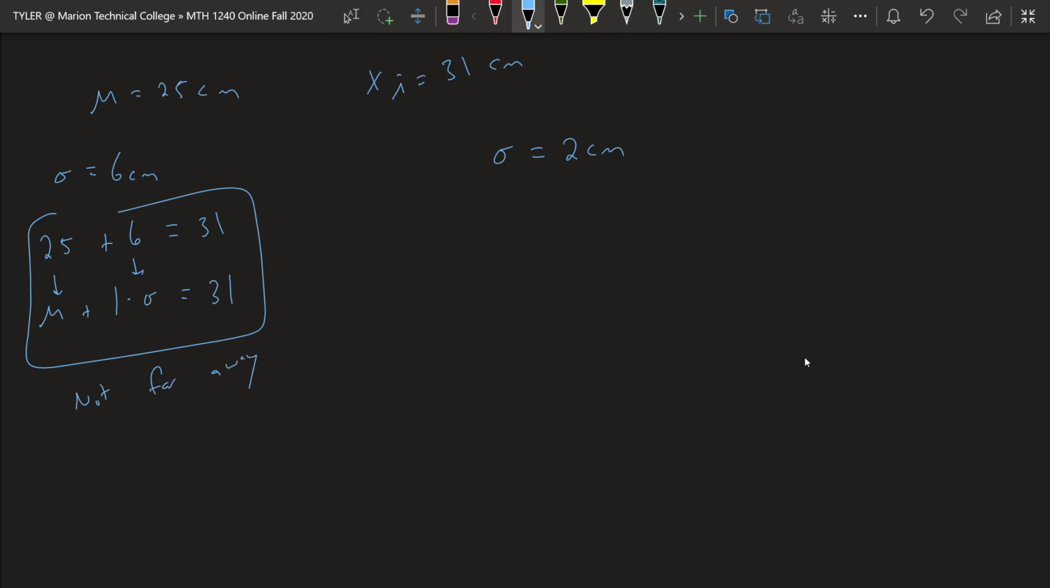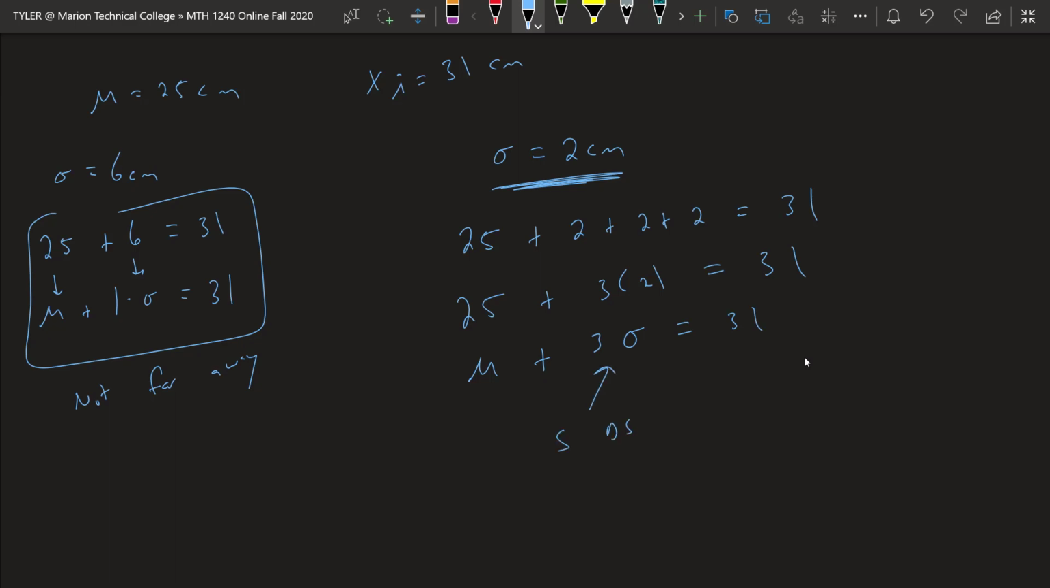Where the next one, the standard deviation is 2 centimeters, so this is the average distance away. But here, I'm going to have to take 25 and add 2 to it 3 times in order to get to 31, right? In other words, 25 plus 3 times 2 equals 31. And that's like taking the mean plus 3 times the standard deviation to get 31. So this is 3 standard deviations away, where this one was just 1 standard deviation away. So this is far away.